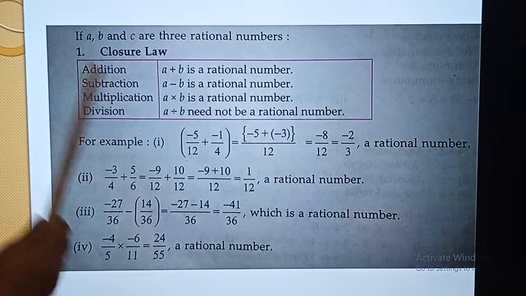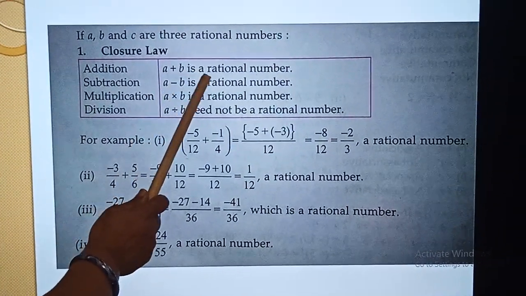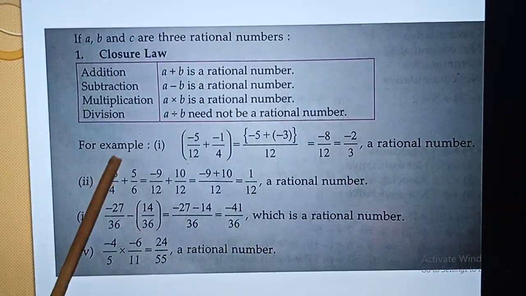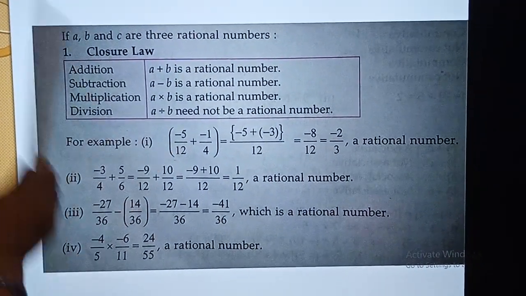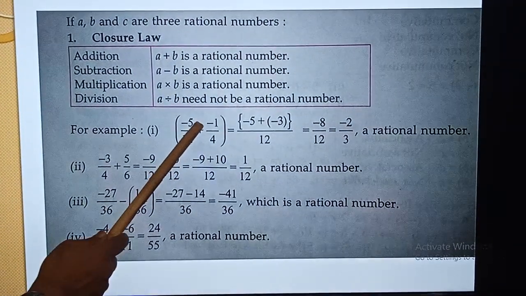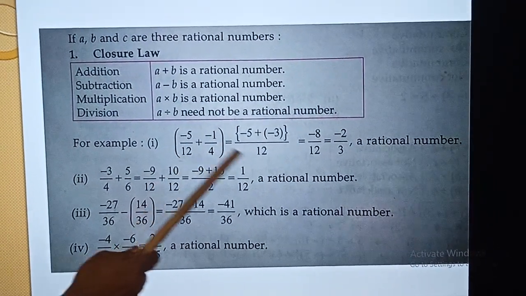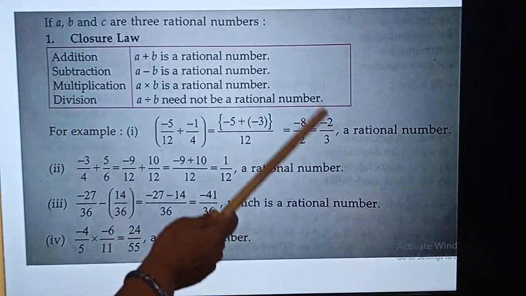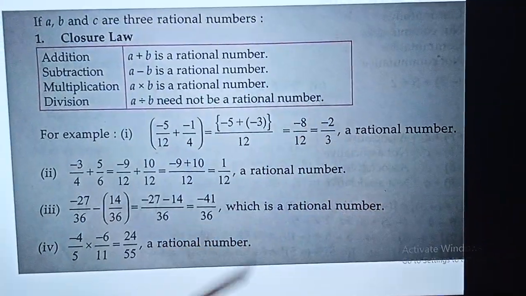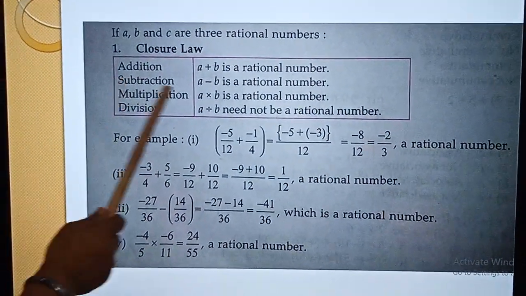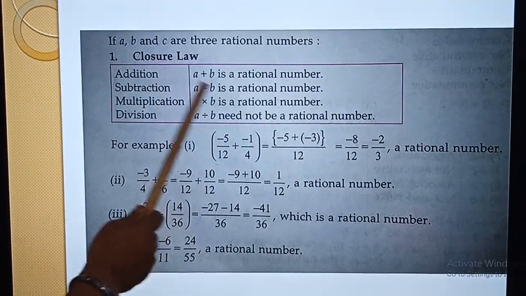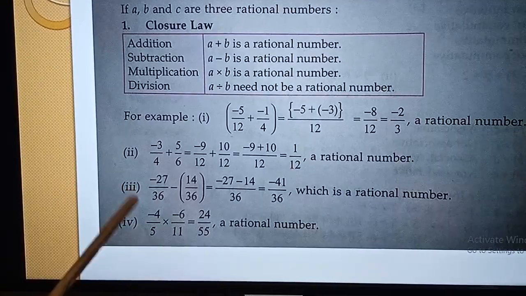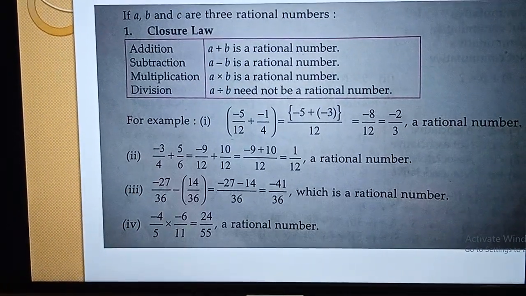Addition: A plus B is a rational number. If A and B are any two rational numbers, then their sum must also be a rational number. Here is an example: -5 by 12 plus -1 by 4. Here 12 is the LCM and then on simplification we will get -2 by 3, which is also a rational number. Then second, subtraction. If A and B are any rational numbers, then their difference must also be a rational number. Let us see that.